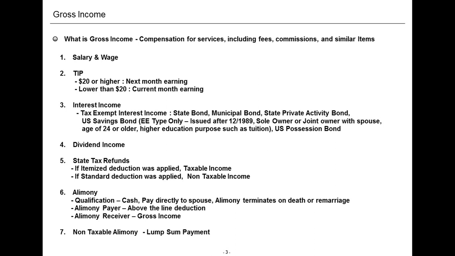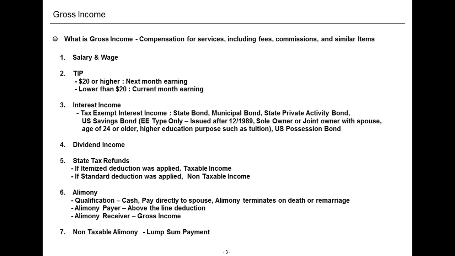For instance, state bond, or interest income from a municipal bond, or from a state private activity bond, or interest income from a U.S. savings bond. There are a couple of different types of U.S. savings bond, but not all types are tax exempt. Only the EE type of U.S. savings bond is tax exempt interest income.